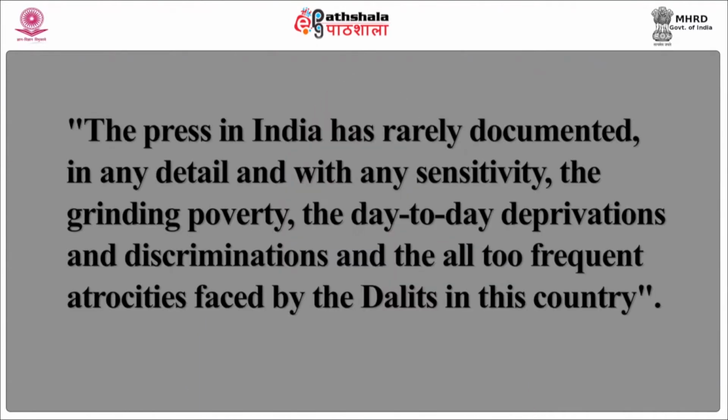According to Nagaraj, the press in India has rarely documented in any detail and with any sensitivity the grinding poverty, the day-to-day deprivations and discriminations, and the all too frequent atrocities faced by the Dalits in this country. The exclusion of the Dalits in the newspaper existed ever since the colonial period.